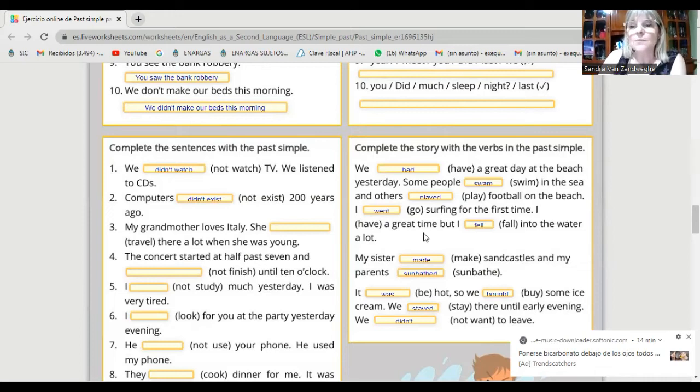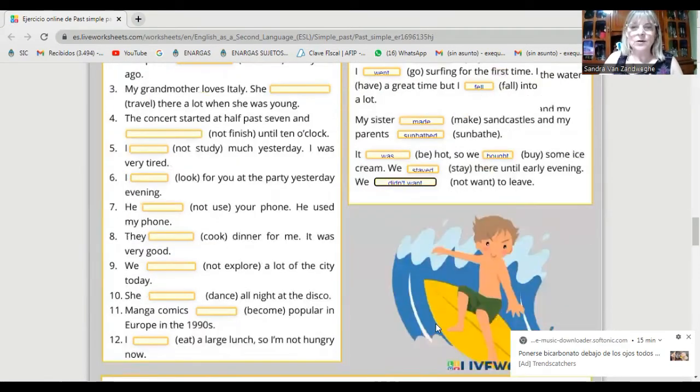My sister made sandcastles, and my parents sunbathed. It was hot, so we bought some ice cream. We stayed there until early evening. We didn't want to leave.